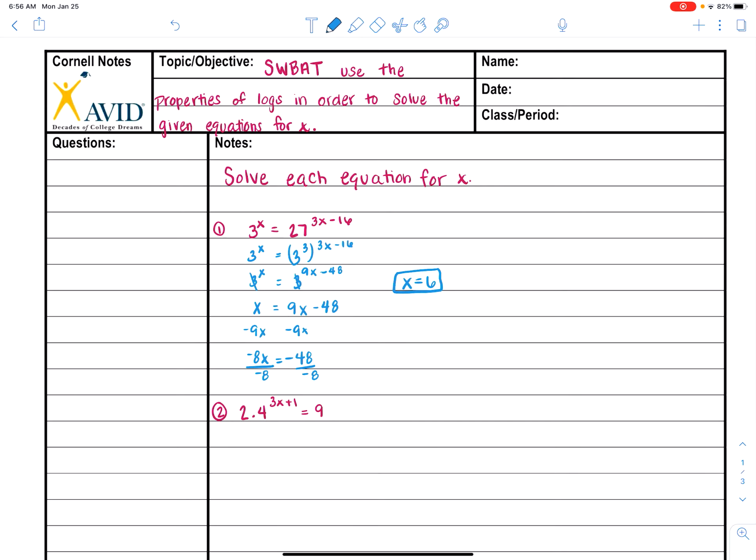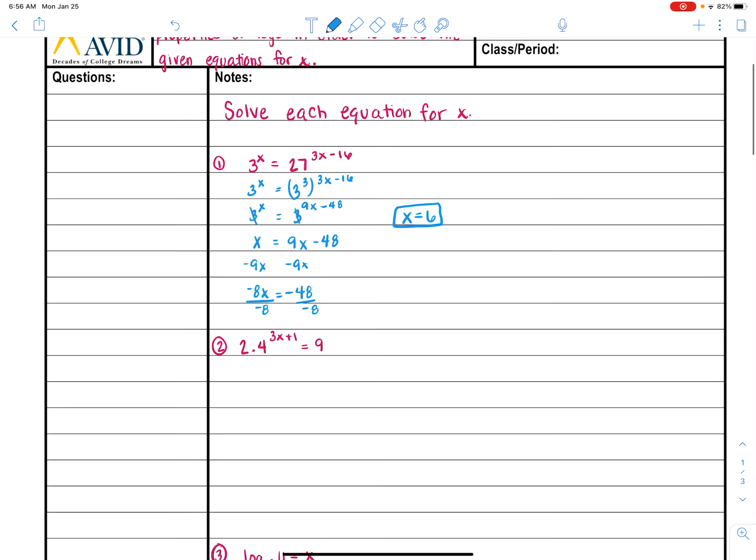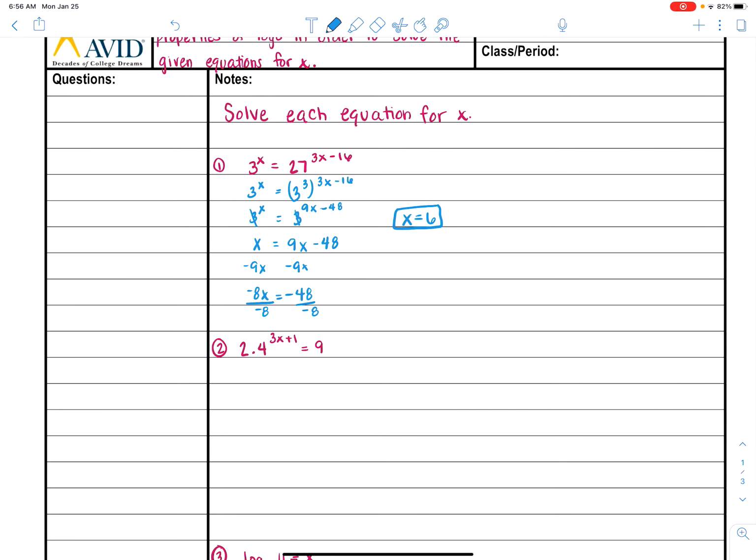Okay, now in the second example, I have a base of 2.4 and a base of 9. There is no way to make 2.4 and 9 into the same base. There's no base that could be created from those. So if they cannot create the same base, then the only way to solve the problem is to use a log. So what we're going to do is take the log of both sides. We're going to use just the log base 10. So we're not going to write the 10. It's just understood. So that's the most common log.